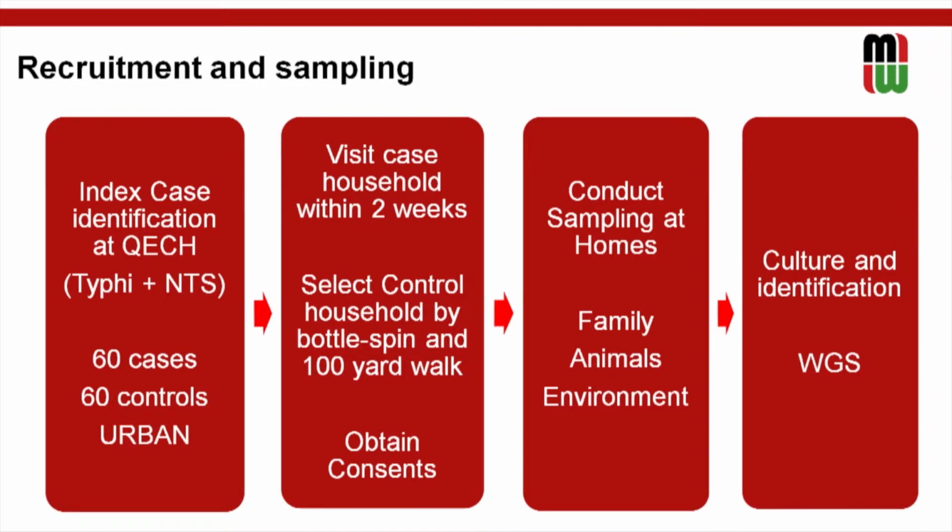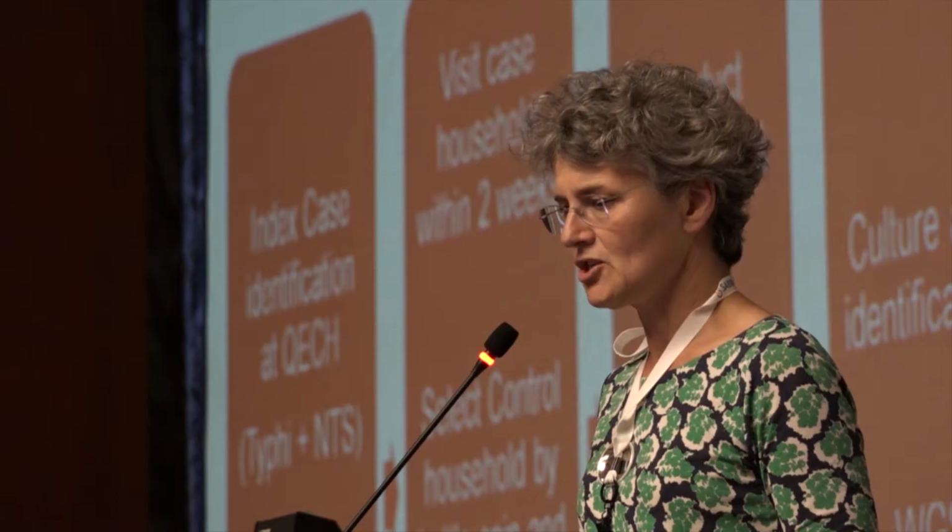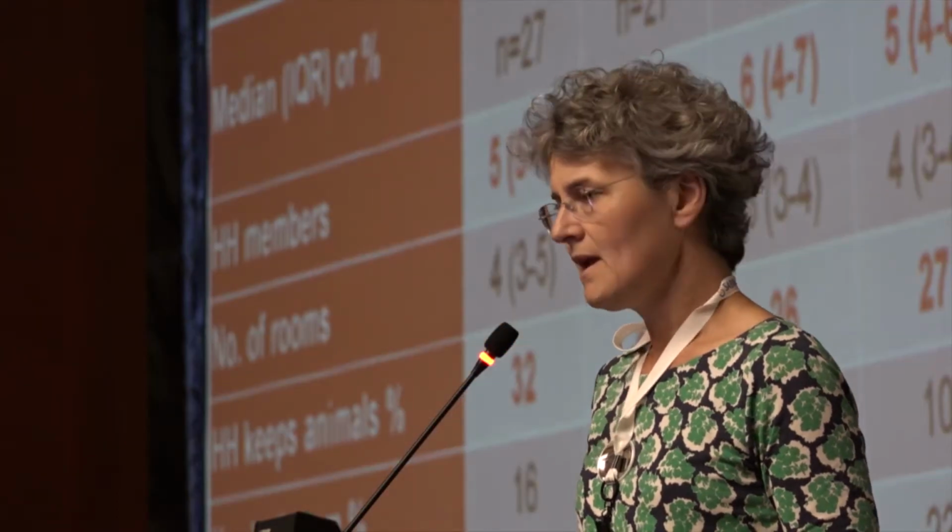We then visited their household within 2 weeks, selected a control household by spinning a bottle and walking 100 yards, obtained consents from both households, and then sampled at both homes from all household and family members, any animals associated with the household, and from the environment. And then we took the samples back to the lab for culture identification and whole genome sequencing.